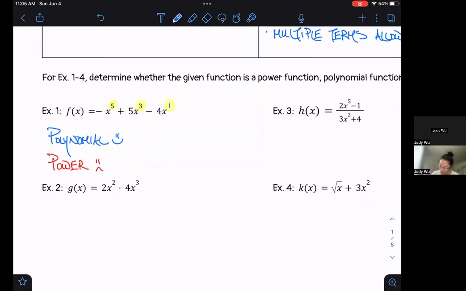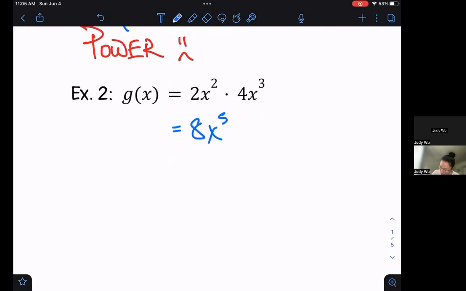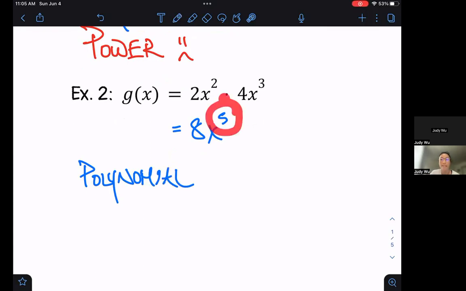All right, let's take a look at example 2 down here. g of x equals 2x squared times 4x cubed. Now this is a multiplication, so I'm able to actually combine these terms. So 2 times 4 gives me 8, and x squared times x cubed actually gives me x to the 5th, because I have 5 of the x's multiplied together. Now that I've simplified this, this could be a polynomial because this power 5 is a non-negative integer. Okay, so it is a polynomial.